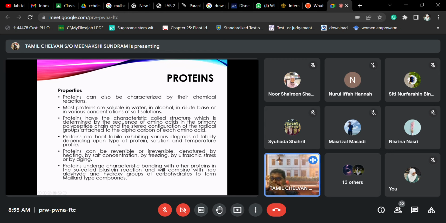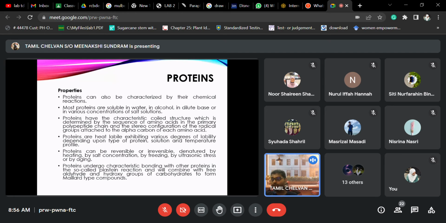Proteins are heat labile, exhibiting various degrees of lability depending on the type of protein. If heated, it will denature, but it depends. If it is a very complicated structure, it will be harder; if a simple structure, it will denature. Proteins can be reversibly or irreversibly denatured by heating, by salt concentration, by freezing, by ultrasonic stress, or by aging.